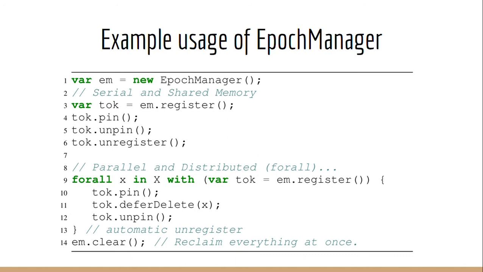Line 11 depicts how an object is deleted, that is marked for deletion. Line 14 depicts the function called to clear everything that has been marked for deletion. Note that this is a forced delete and might not be concurrency safe. The concurrency safe method is called try reclaim, which we shall discuss next.